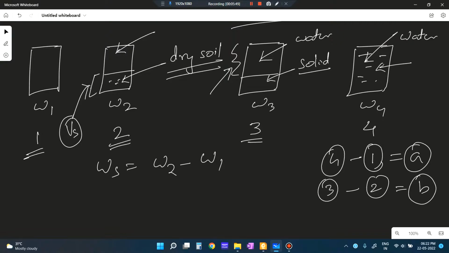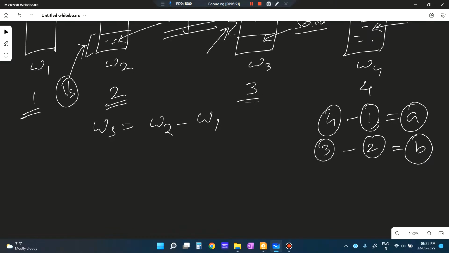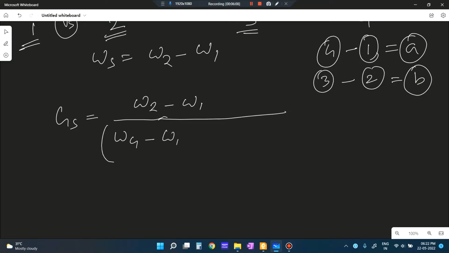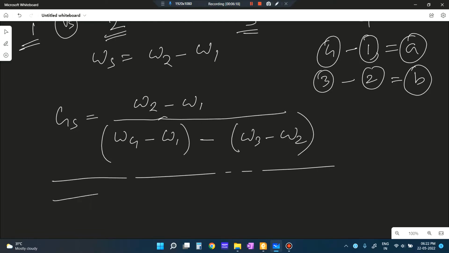So now, specific gravity of soil solids can be written as weight of these soil solids divided by A minus B, that is W2 minus W1 divided by (W4 minus W1) minus (W3 minus W2). This is the formula for determining the specific gravity of soil solids using the pycnometer method.